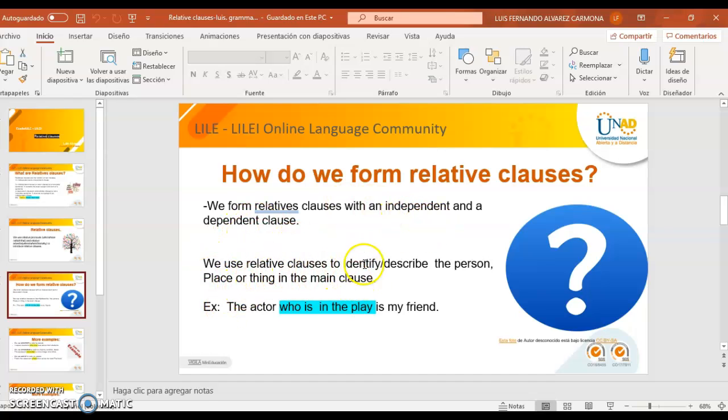We use relative clauses to identify or describe the person, place, or thing in the main clause. Such as in the example, the actor who is in the play is my friend. Notice that "the actor is my friend" is a complete sentence, but it turns into a relative clause because we're introducing the words "who is in the play," giving some relevant information. The actor who is in the play is my friend.